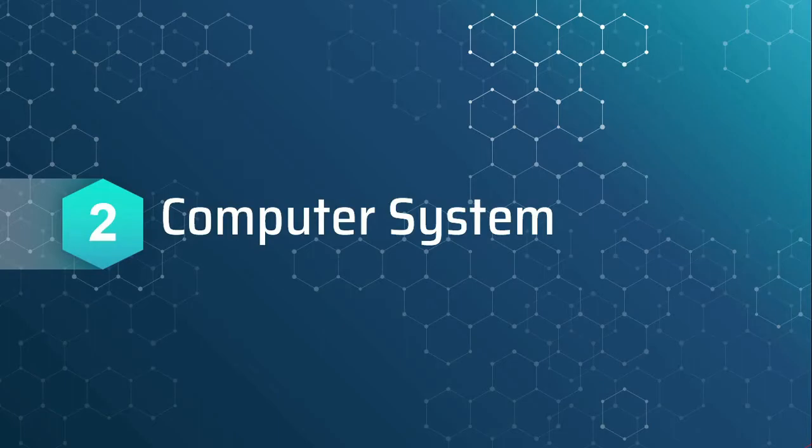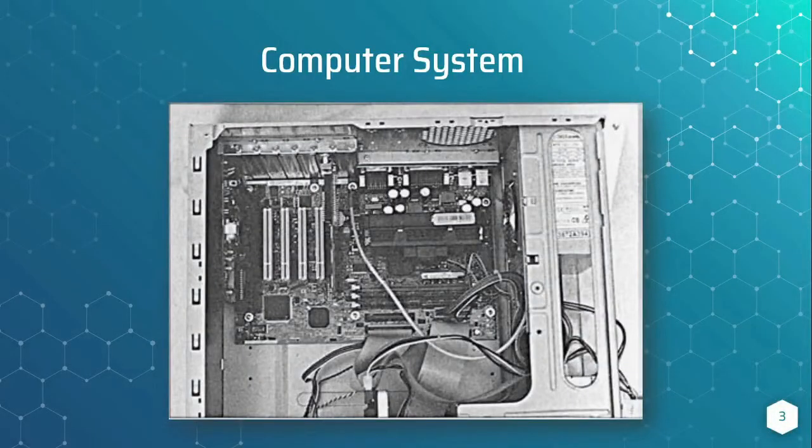Computer System. Typically, computer systems are composed of many different components that enable the user to communicate with the computer and with other computers to produce work.